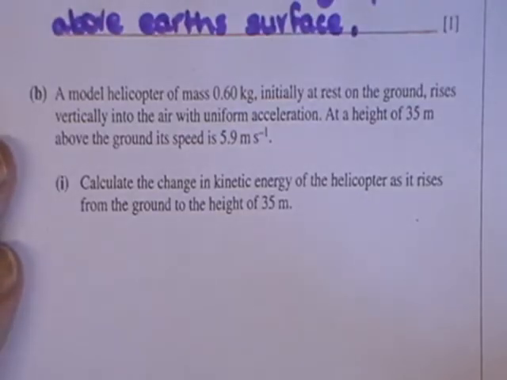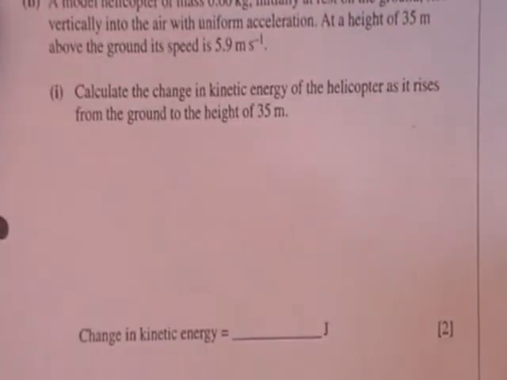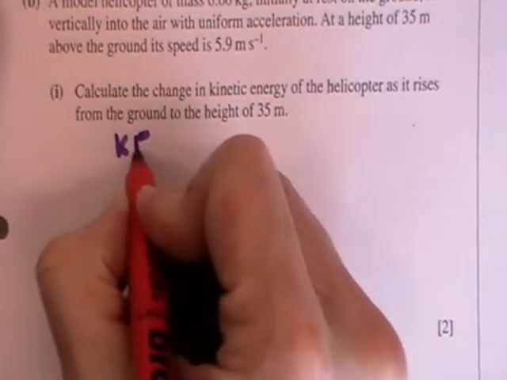Part B, a model helicopter of mass 0.6 kilograms initially on the ground rises vertically into the air with uniform acceleration. At a height of 35 metres above the ground, its speed is 5.9. Calculate the change in kinetic energy of the helicopter as it rises from the ground to a height of 35 metres. So kinetic energy is a half mv squared.